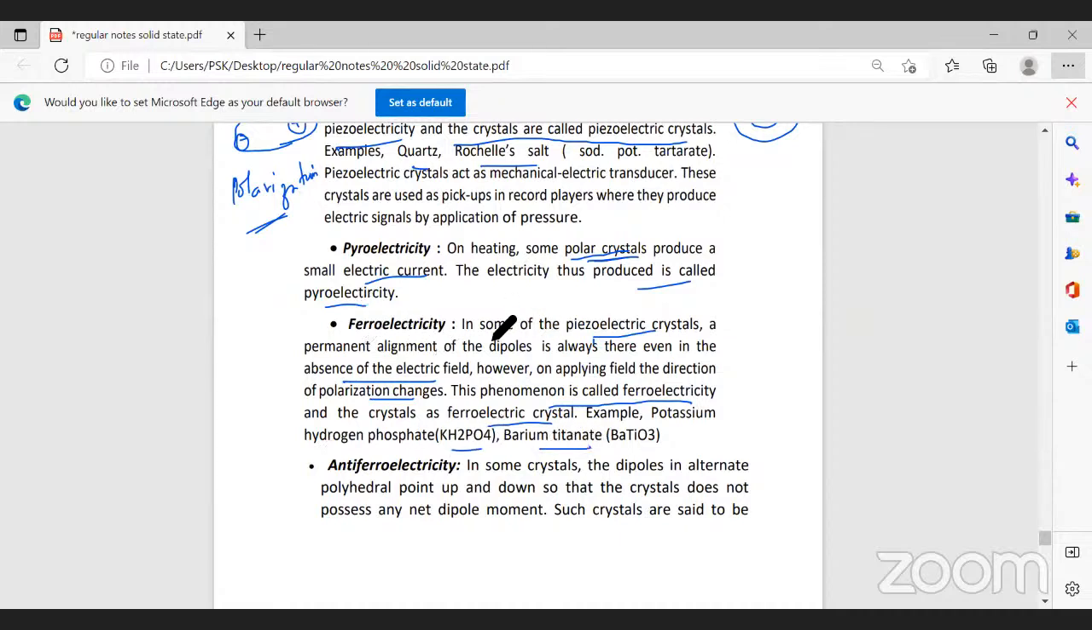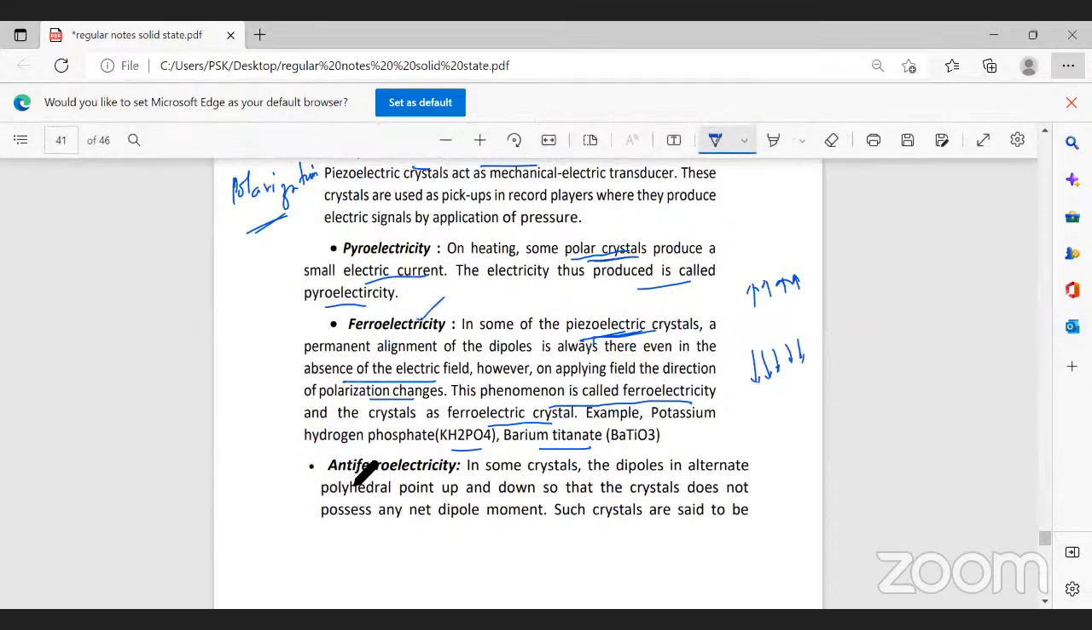Ferroelectricity is possible only in piezoelectric crystals. We learned what piezoelectricity is. In piezoelectric crystals, a permanent alignment of the dipole is always there, even in the absence of an electric field. However, when a field is applied, the direction of polarization changes. Now assume in a piezoelectric material, the dipole moment is aligned like this. When I say ferroelectricity, when an electric field is applied, the direction will change. Those kinds of material are called ferroelectric.